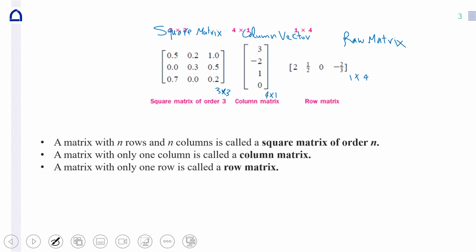If the number of rows equals the number of columns, we call it a square matrix. If you have only 1 column, it is called a column matrix. If it has only 1 row, it is called a row matrix.